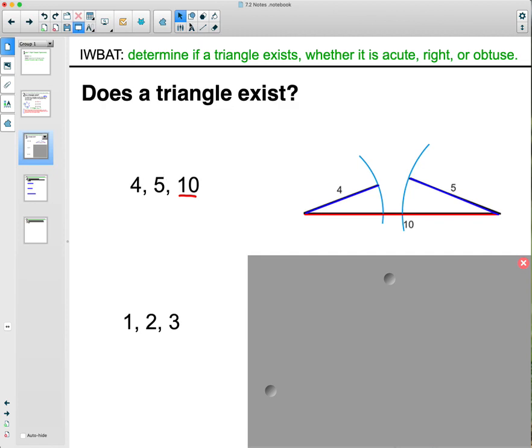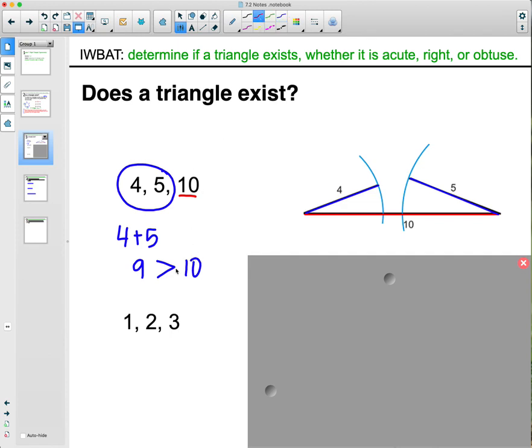The mathematical way to represent that, using the formula we just learned, is to look at the two smaller numbers and add those together. So 4 plus 5 is 9. That is not bigger than 10. Greater than symbol: 9 is not bigger than 10. So then you have no triangle.